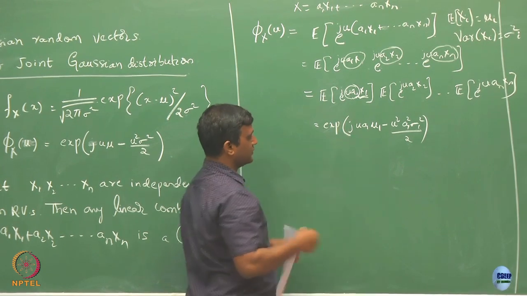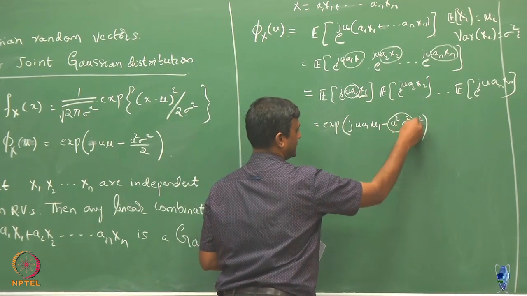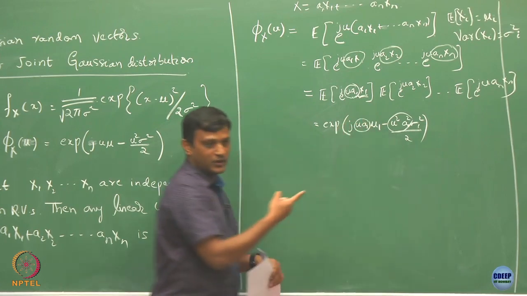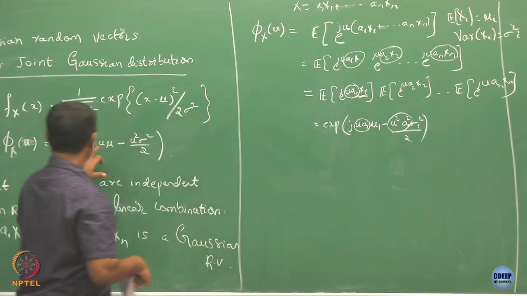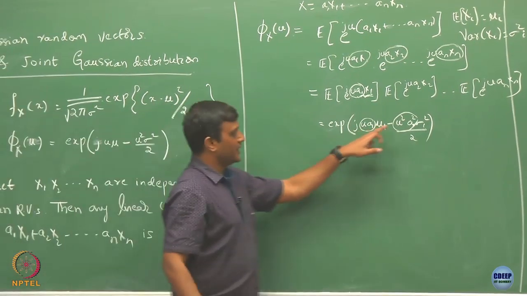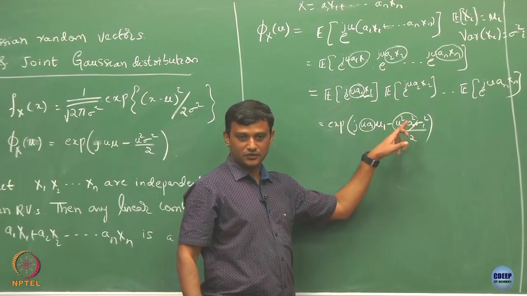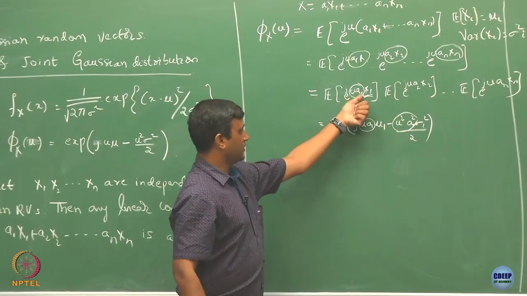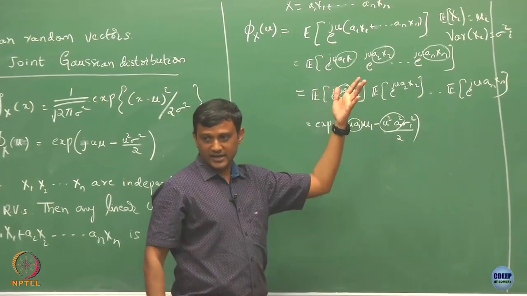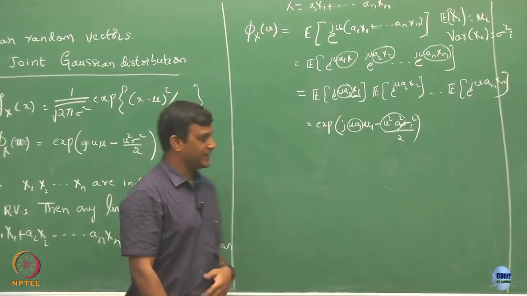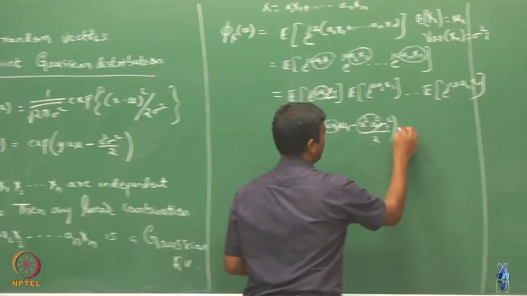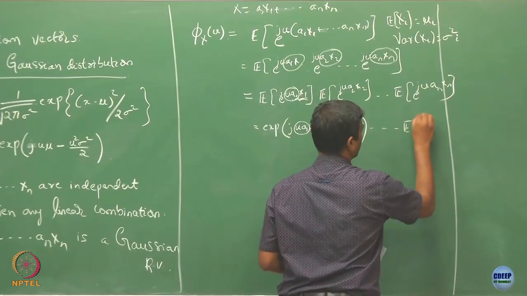So, in that case also, it is the same, you are going to replace u by u a1 here, and u square by u square a square. Or alternatively, you can also think of a1 x1 as another random variable with new mean and variance. Now, all the way to n, what is its value going to be?